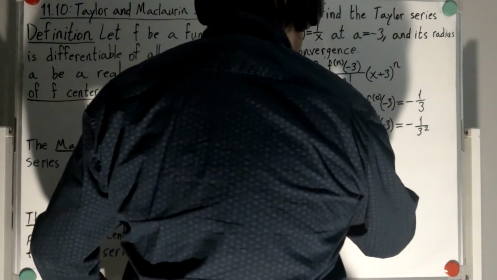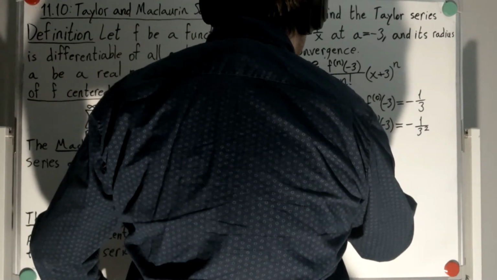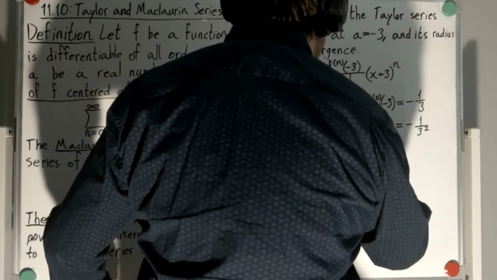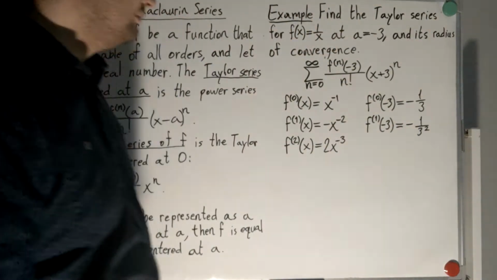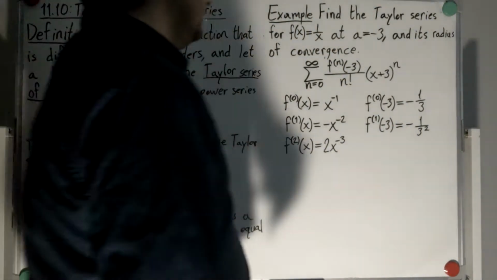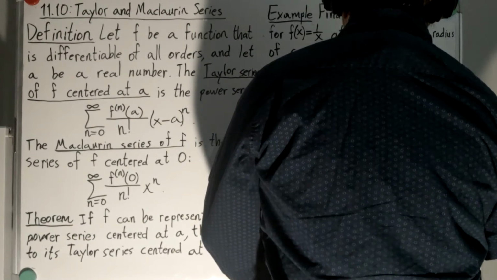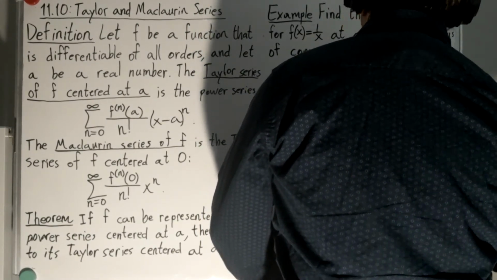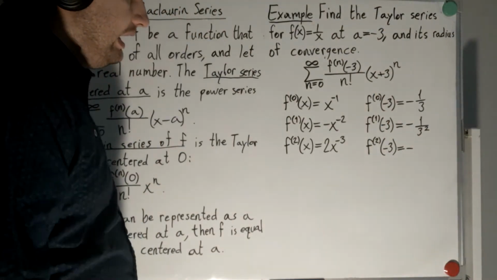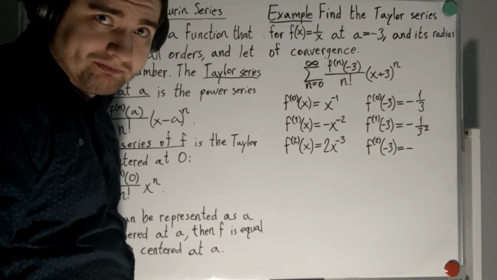Second derivative. This is going to be 2x to the negative 3. So then the second derivative, evaluated at negative 3, this ends up being negative, well, it's negative 2 over 3 cubed.